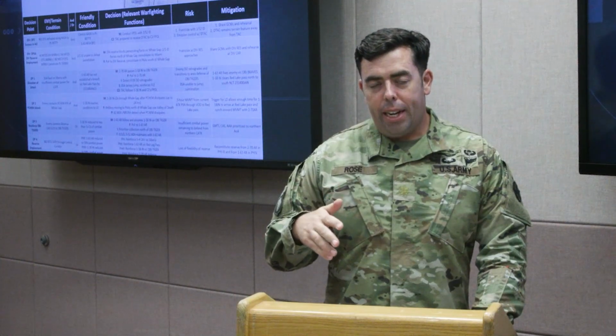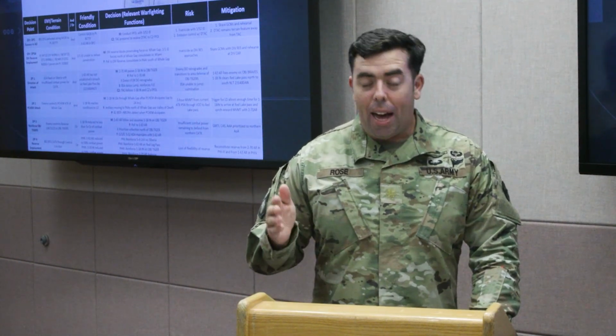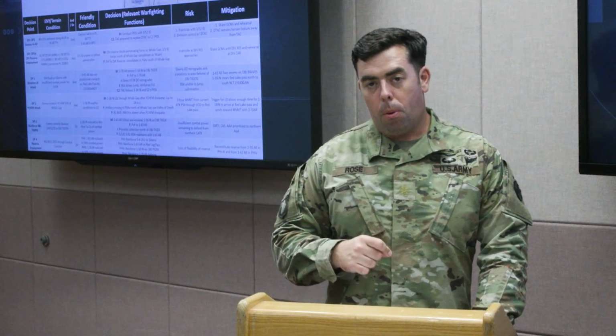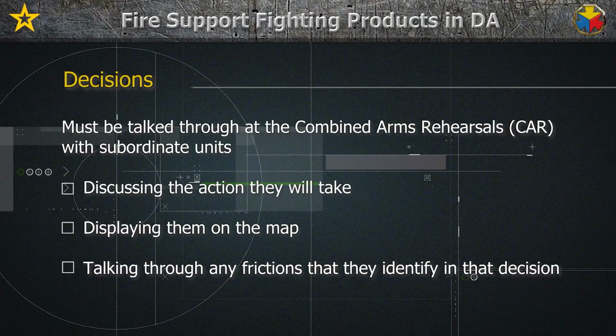This is why you should draft a decision support matrix during course of action development. During wargaming, you need to validate the decisions along with their support in CCIR. During wargaming, staff should flesh out the decisions and make them whole across warfighting functions. Finally, decisions must be rehearsed. Decisions must be talked through at combined arms rehearsals, with subordinate units discussing the actions they would take, displaying them on the map, and talking through any frictions that they identify in that decision.